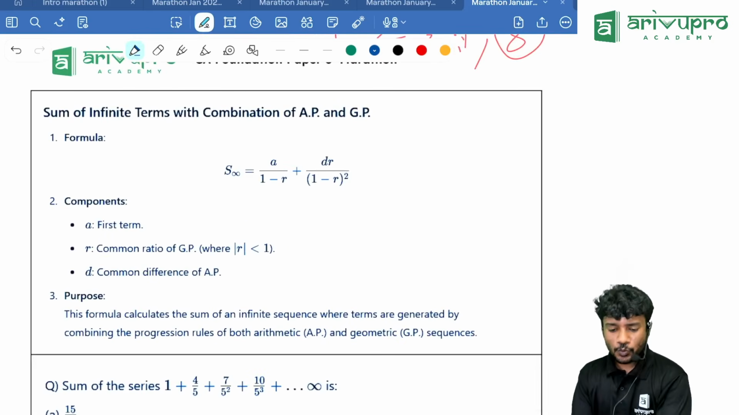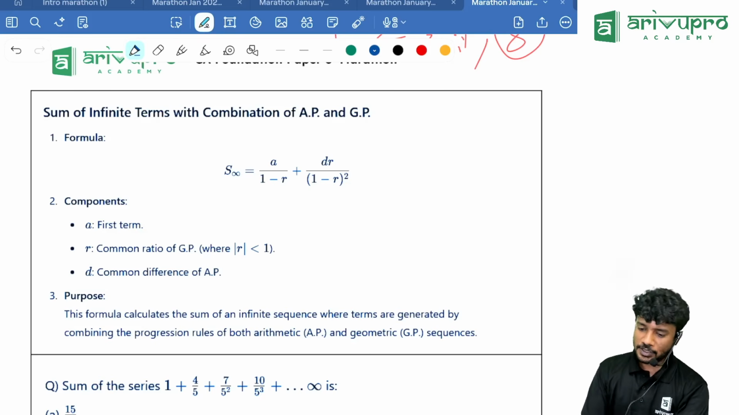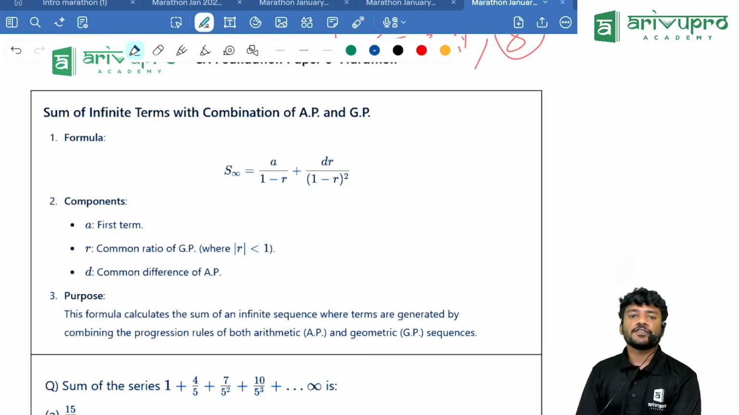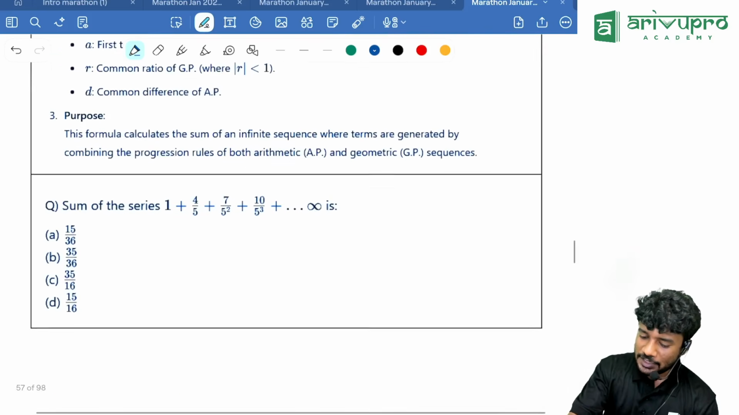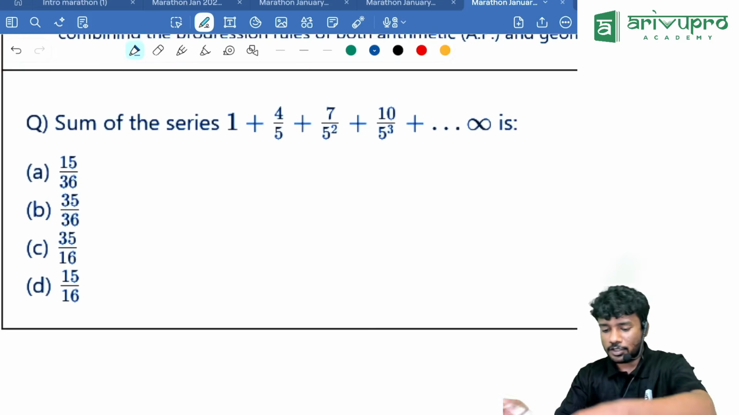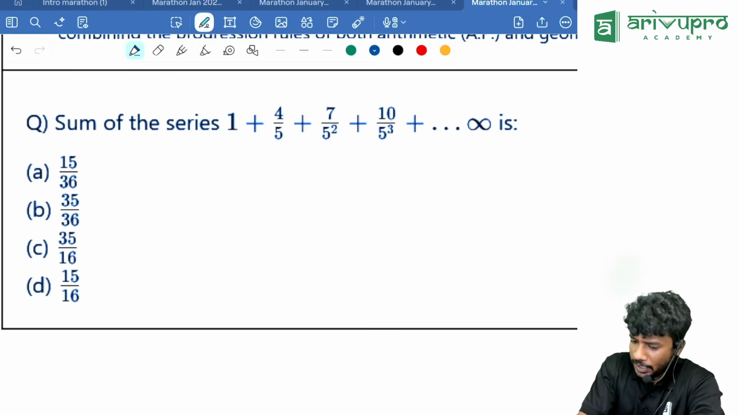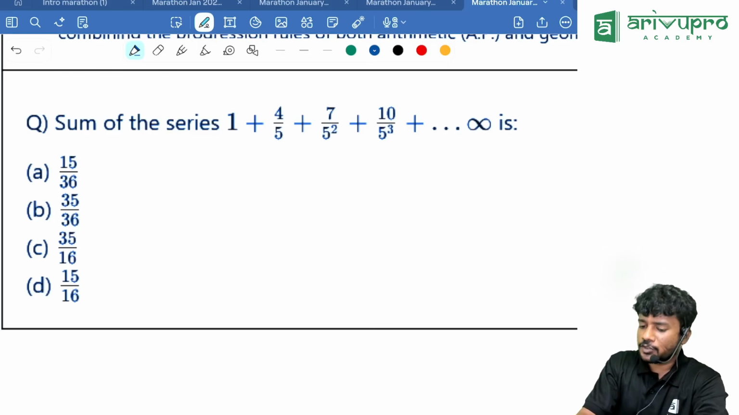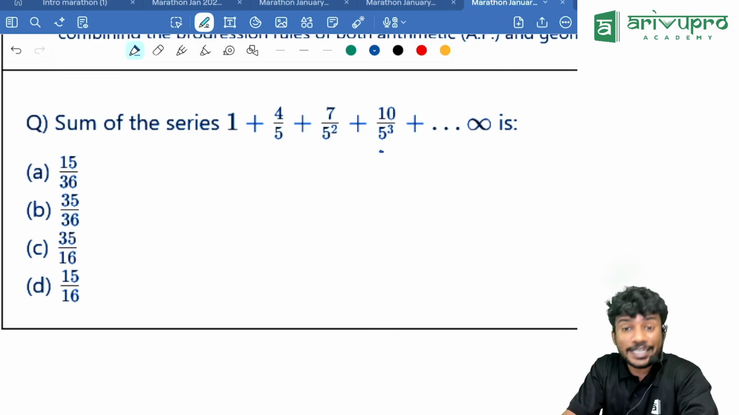Now we need to find the sum of infinite terms with combination of AP and GP. Questions will be looking like this. Have a look at it, people. Don't talk. Here, 1 plus 4 by 5 plus 7 by 5 square plus 10 by 5 cube plus etc. up to infinity.